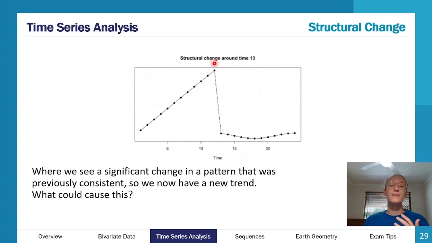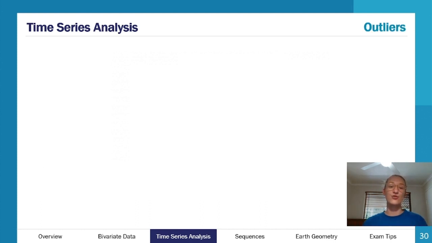So you can see here in this example, we have this really strong, steep, positive increasing trend and pattern. And then we actually have a structural change around time 13. So again, it could be months, days, weeks. This example doesn't specify. You can see that's actually resulted in a new trend or pattern. It does decrease a bit and then increase a bit, but it's fairly level compared to our previous pattern. So structural change, again, is that significant change in a pattern that was previously consistent, and it normally has an external cause.